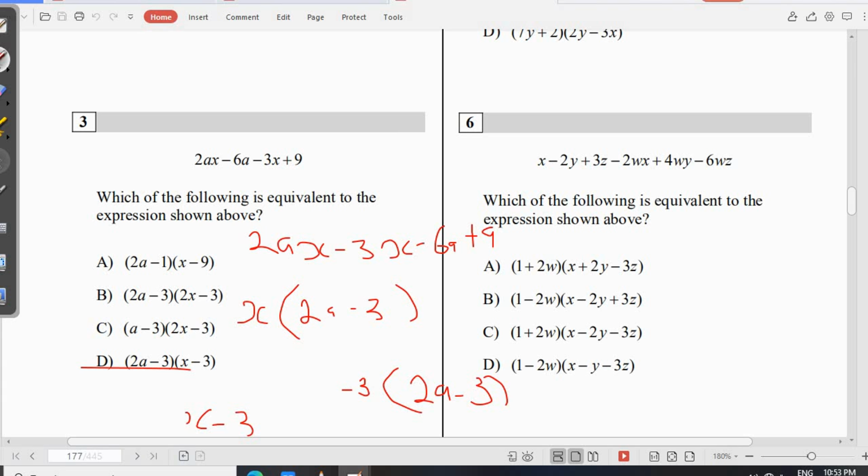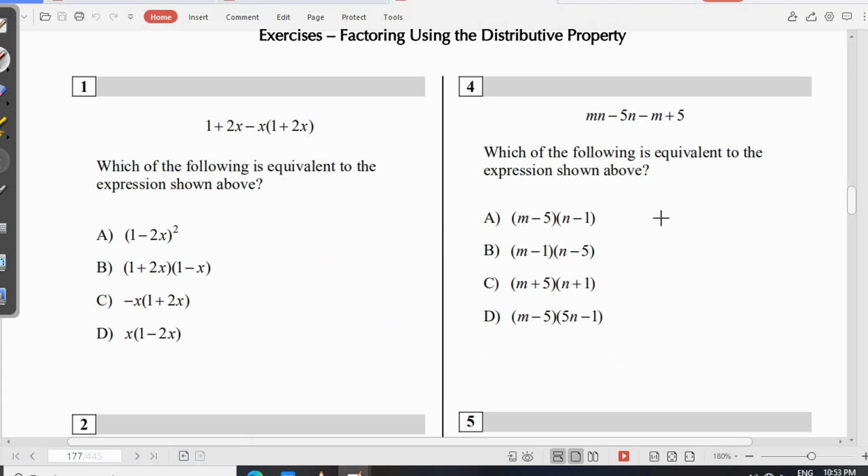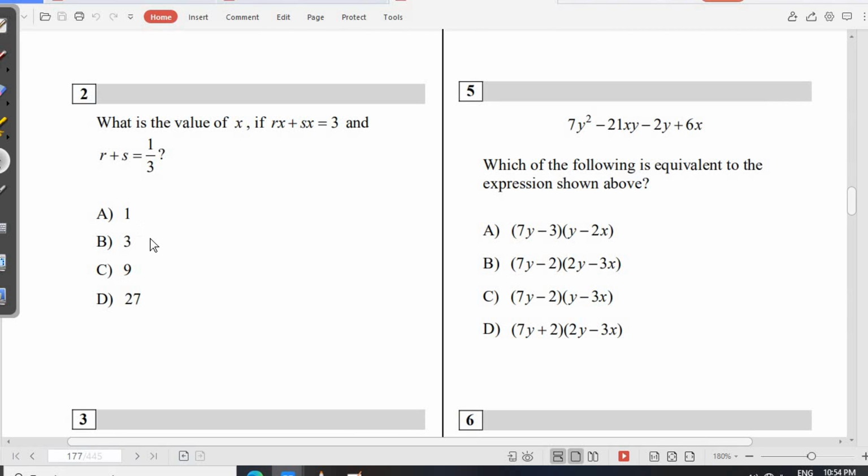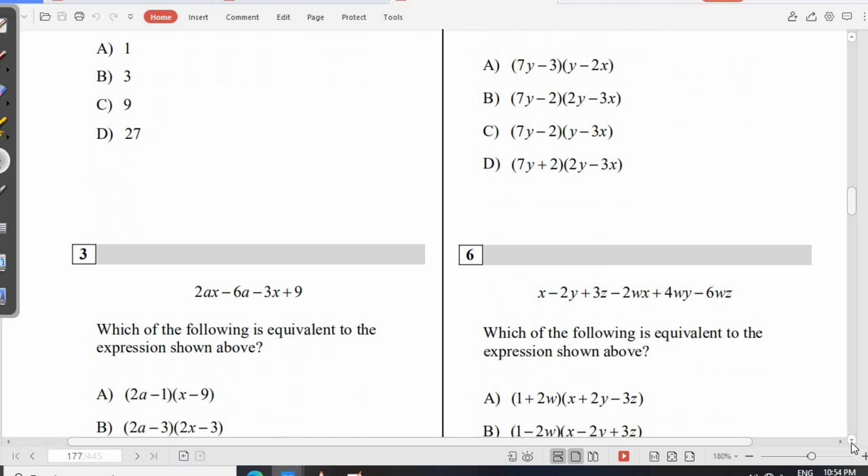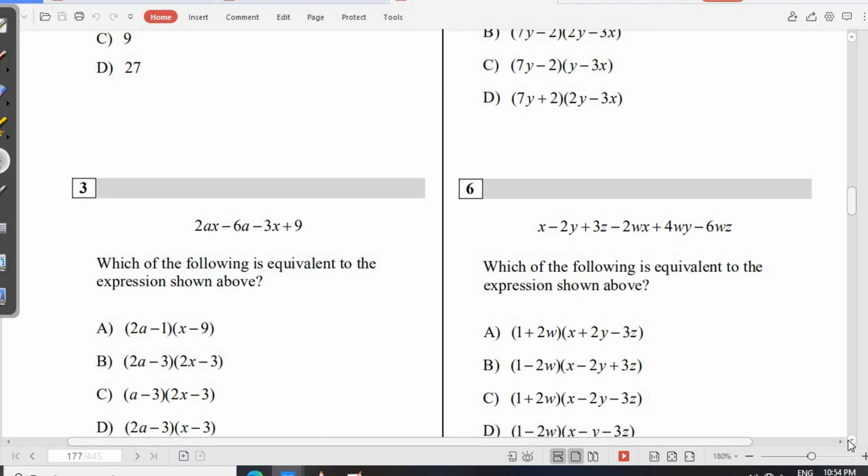Alright, let's go to the next one. Here we have mn minus 5n minus m plus 5. Which of the following is equivalent to the expression shown above? Exactly the same thing. Arrange it first and then factorize it carefully. You can also solve number 5 just by arranging it carefully. Rearrange it very well before you factorize. When you arrange it, you factorize easily.